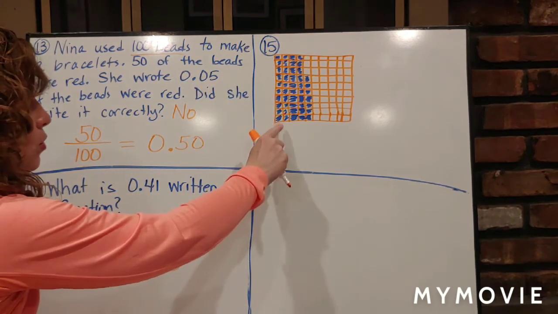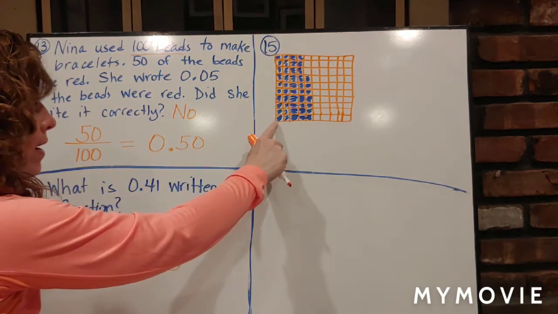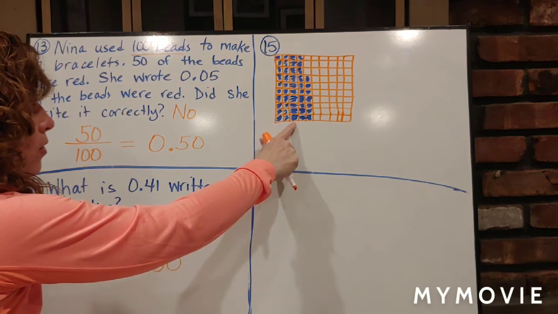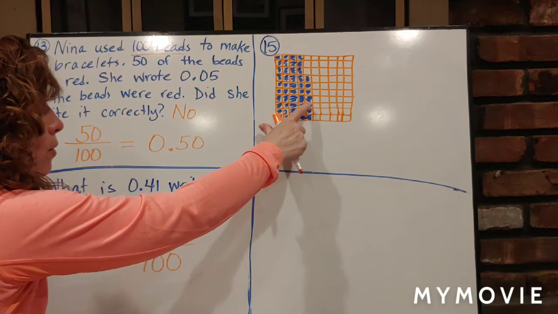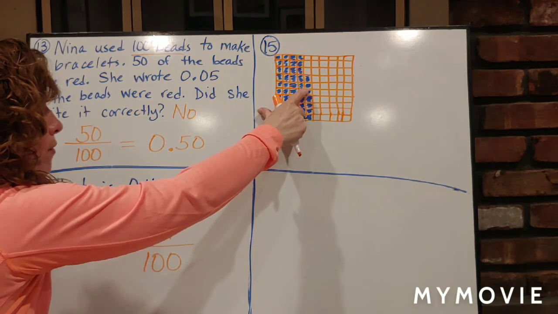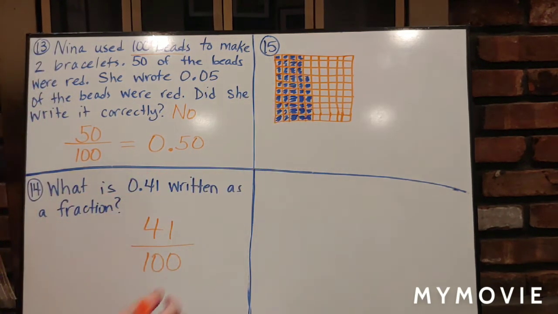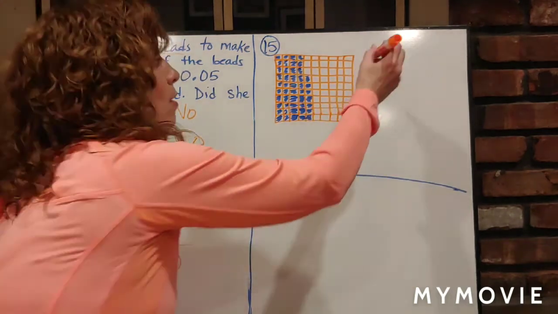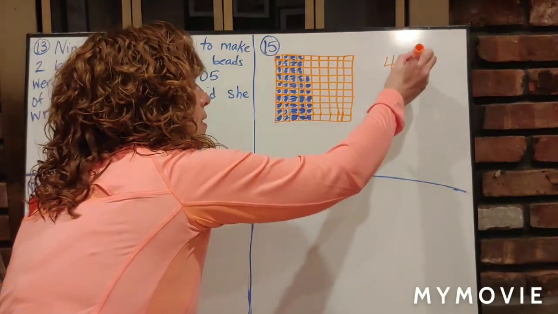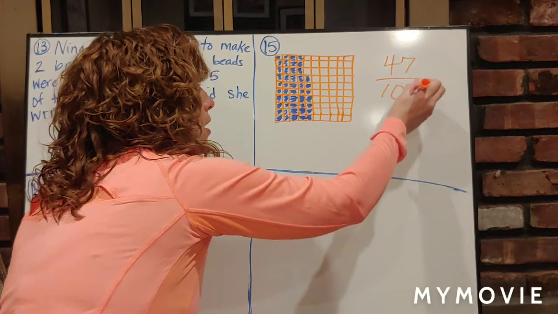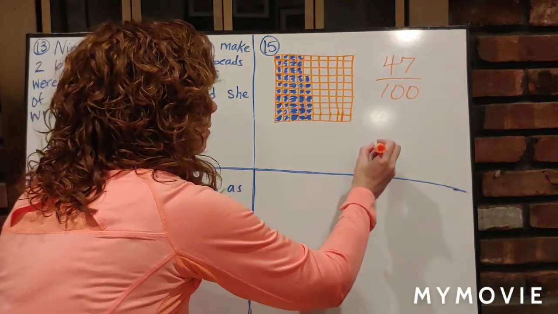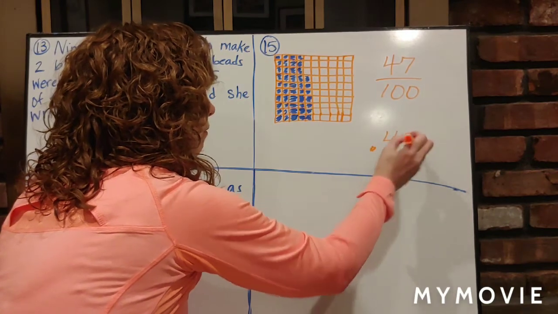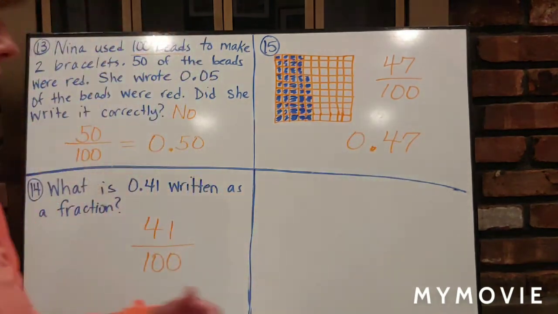So we have our grid. So we know each row is 10, right? 10, 20, 30, 40, 41, 42, 43, 44, 45, 46, 47. So our fraction, 47 hundredths, and our decimal, 0.47. So we can put 0 as a placeholder.